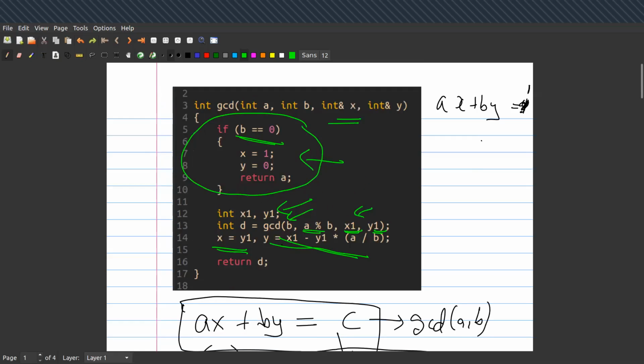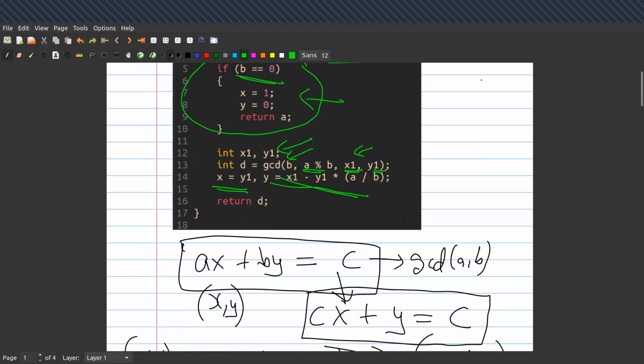So to avoid overwriting the value of x and y, we are calling it by reference? No, not to avoid. We want to overwrite the values of x1 and y1, right? Yeah, to overwrite it. The purpose of passing by reference is to overwrite the values of x1 and y1 so that we can use them over here. Okay, got it.